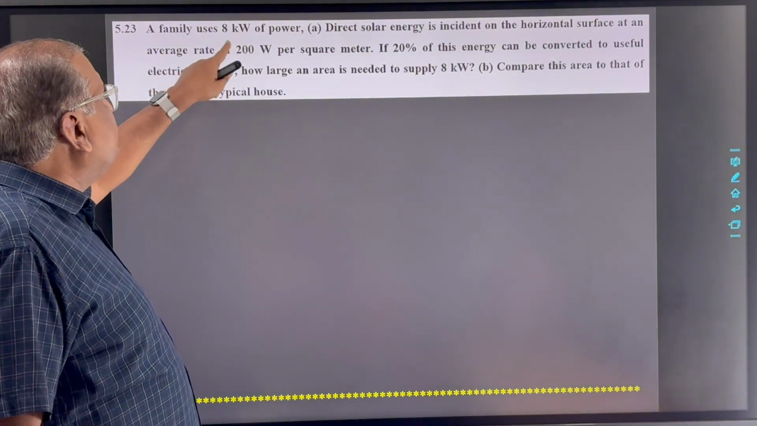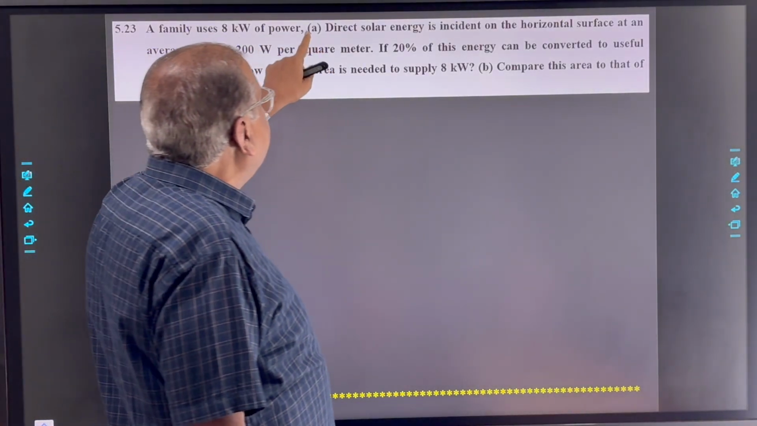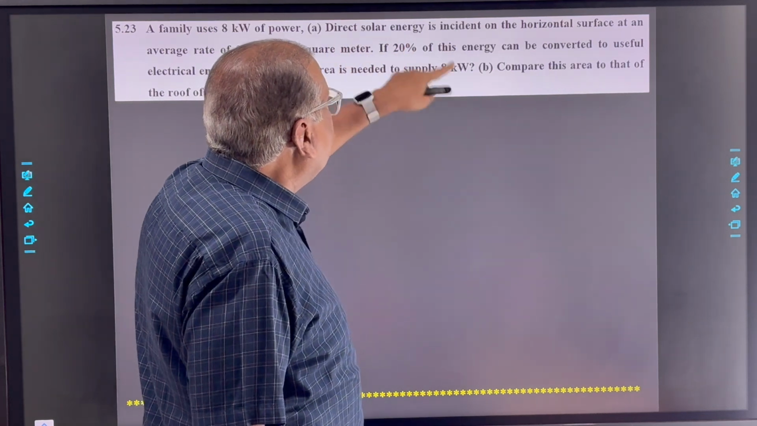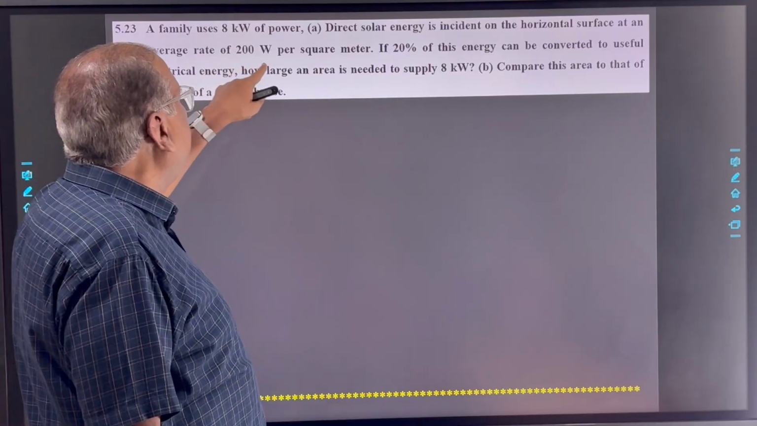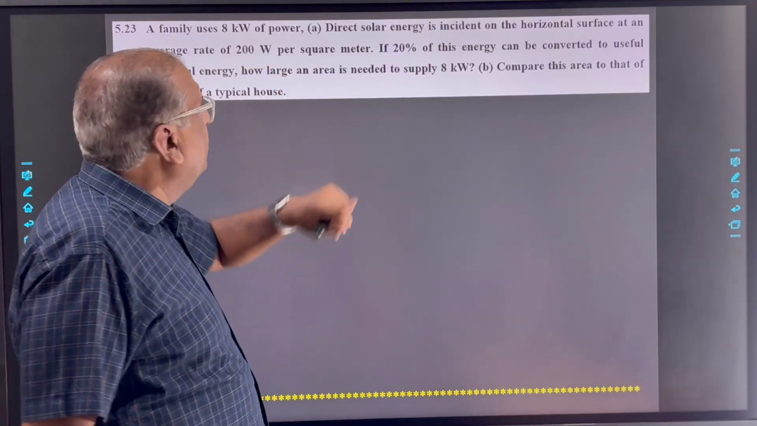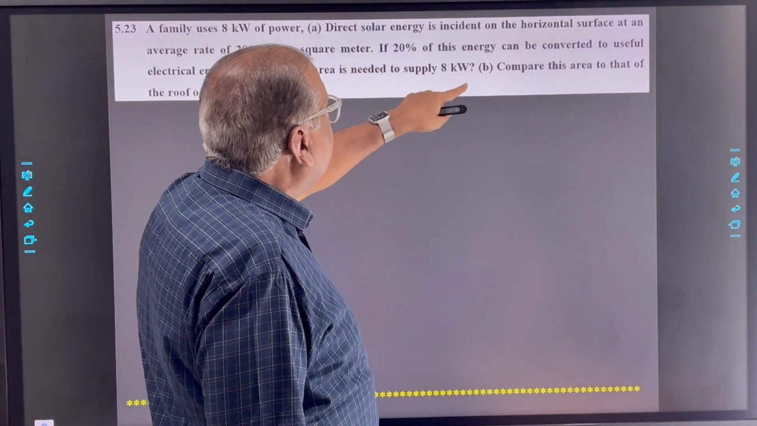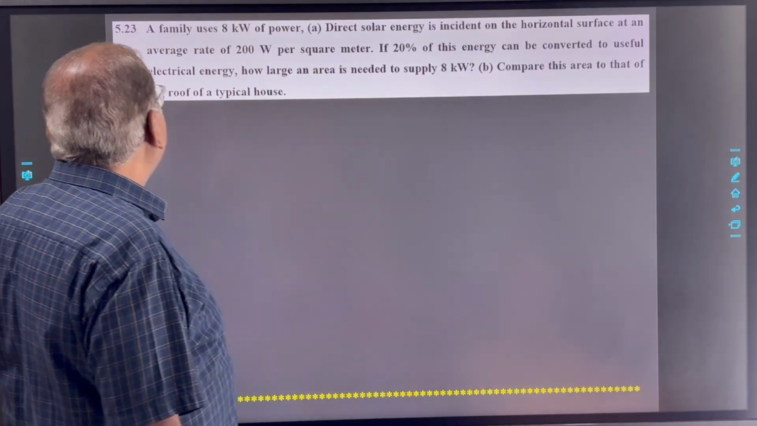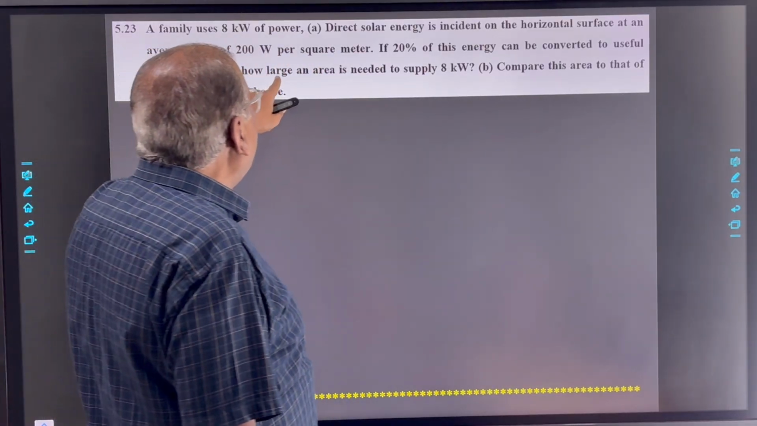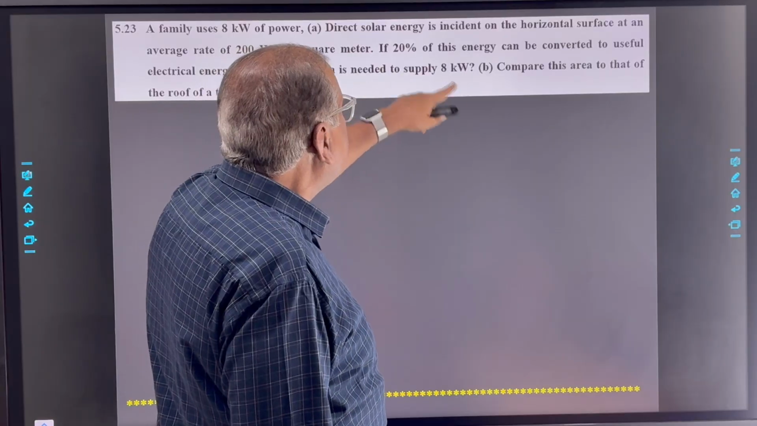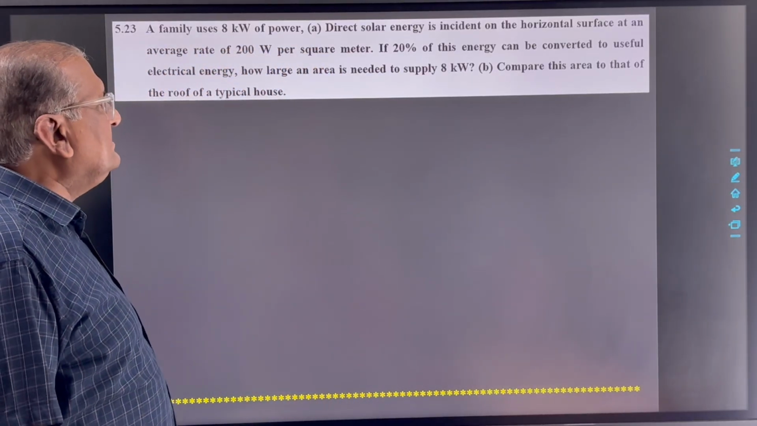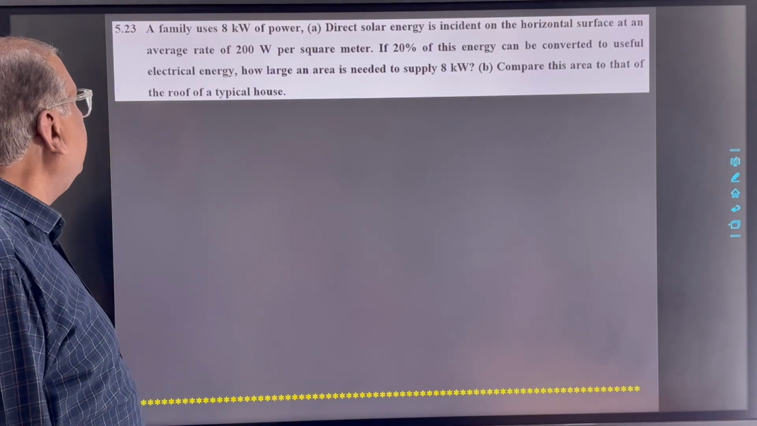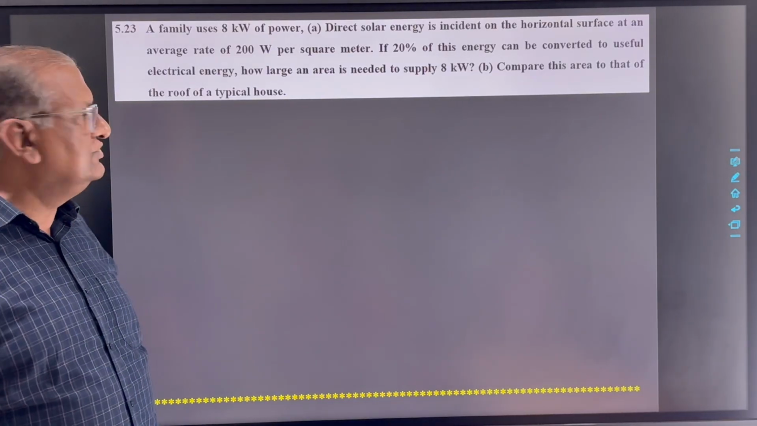Now exercise 5.23. A family uses 8 kilowatt of power. A: Direct solar energy is incident on the horizontal surface at an average rate of 200 watt per square meter. If 20% of this energy can be converted to useful electrical energy, how large an area is needed to supply 8 kilowatt? B: Compare this area to that of the roof of a typical house.